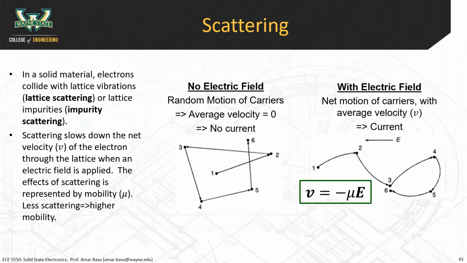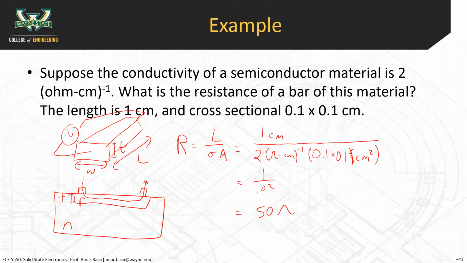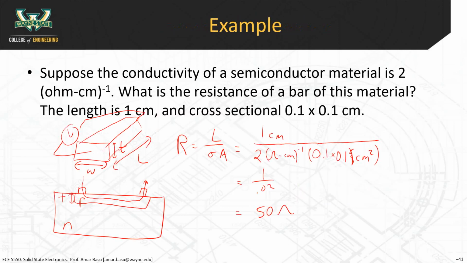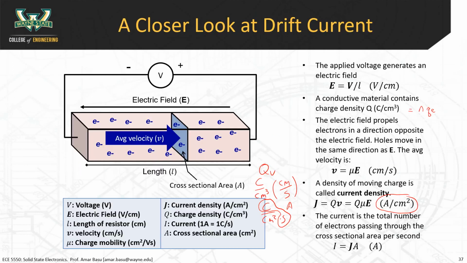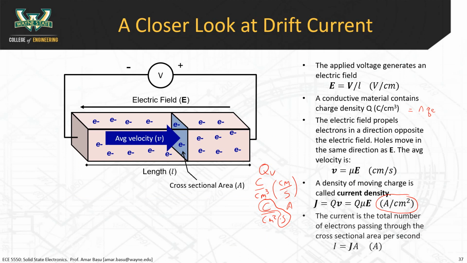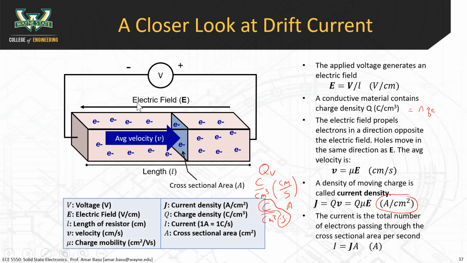Okay, now that we've talked about what electric fields and velocities are, let's talk about scattering. In this discussion I mentioned that when you apply this electric field, the electrons start moving in this direction, but remember the electrons are always bumping into things. What are they bumping into?